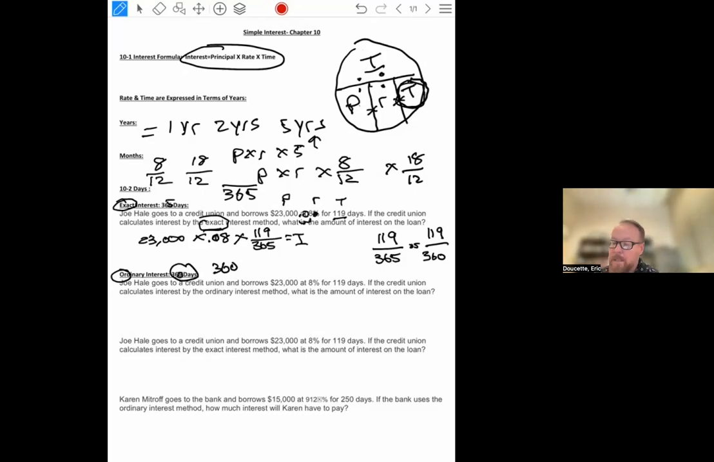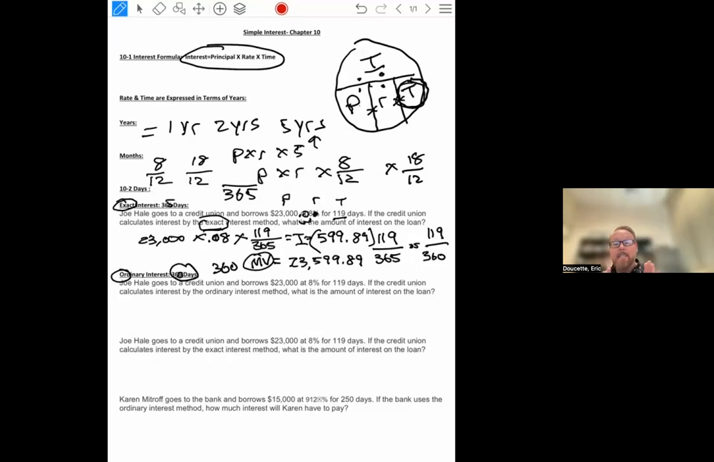So I did the math on that. 23,000 times 8% times 119 divided by 365 equals $599.89. So that's how much interest I'm either going to pay or earn based on this particular loan. Now, in this case, he borrowed the money, so he is going to actually have that $599.89 added to his principal amount. And so if I wanted to know what is the maturity value of that loan, it would be $23,599.89. That's how much ultimately I'm going to pay by taking out that loan.